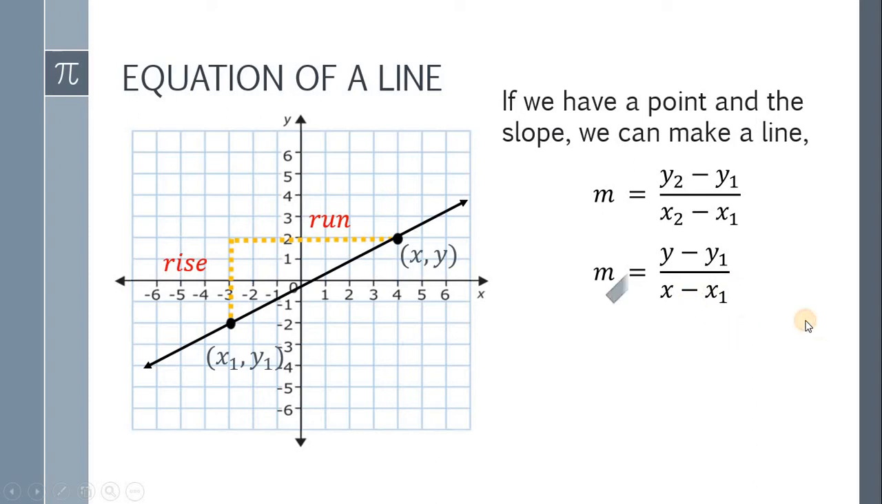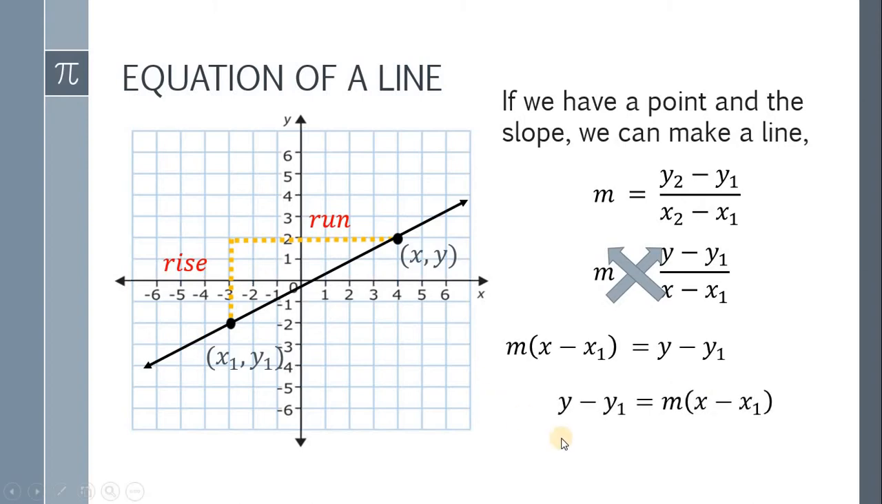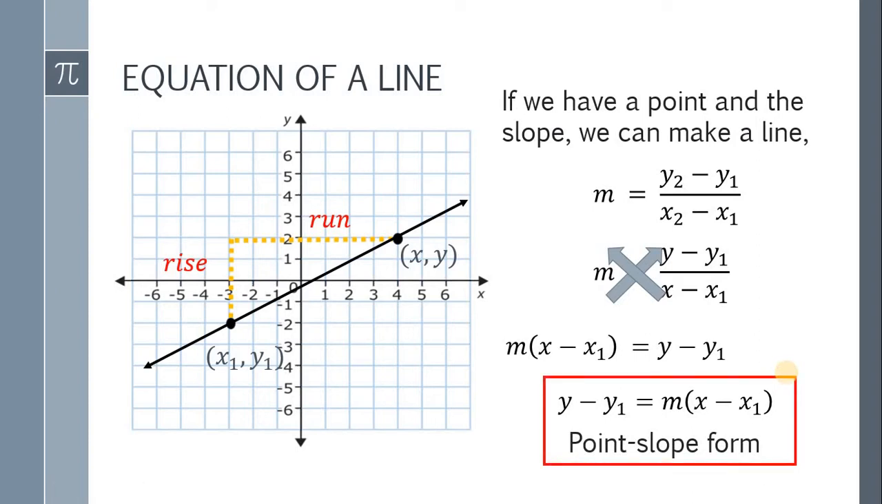Next, cross multiply. We have m times x minus x sub 1 is equals to y minus y sub 1. Pagbaligtarin lang natin. So, we have y minus y sub 1 is equals to m times x minus x sub 1. At ito, malamang ay nakita nyo na sa libro nyo at ang tawag natin dyan ay point slope form. Ito yung gagamitin natin para mag-create ng line kung given yung point at saka yung slope.